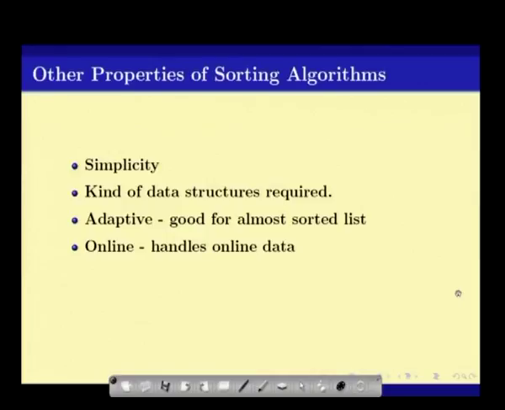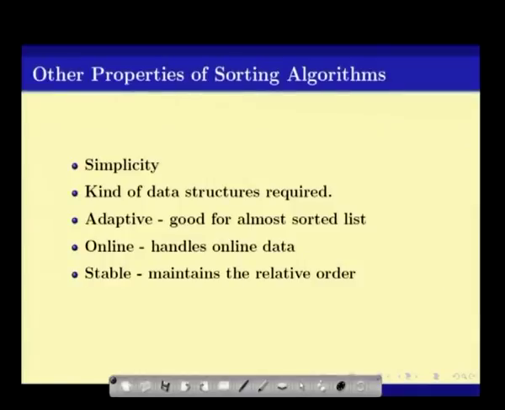Third one is the online data. Means imagine that the set S is not given to us at one go, but it comes one by one. And in that case, we need to have an algorithm that adapts itself as and when the next element comes. Which of our algorithms can do that?